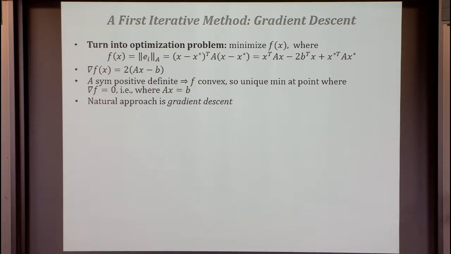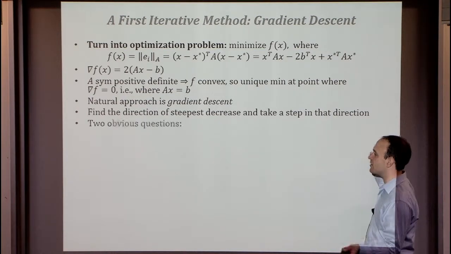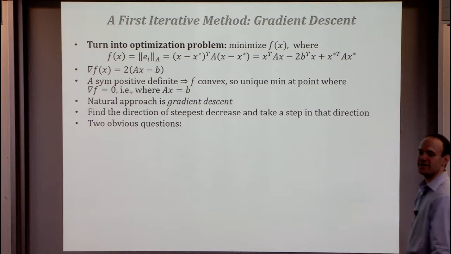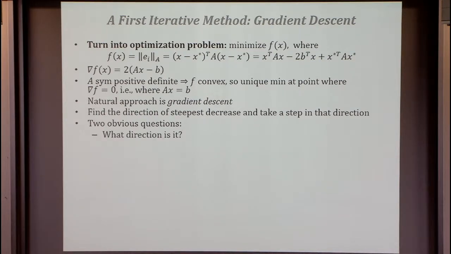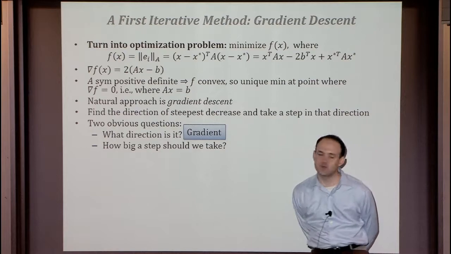And then a very natural algorithm, sort of a first guess at what we'll do, is gradient descent. So find the direction of steepest decrease and just take a step in that direction. This, of course, comes with the 2 obvious questions of what direction and how big a step. The first one, gradient. The second one's a little subtler of how big a step to take. There's a couple choices.